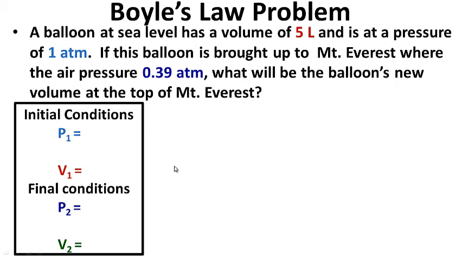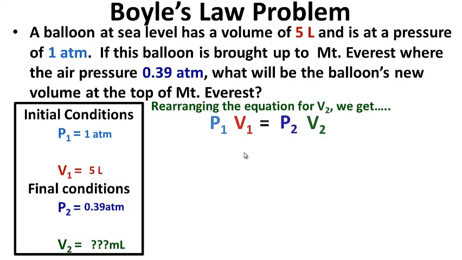Okay, so Boyle's law problem here. A balloon at sea level has a volume of 5 liters and is at a pressure of 1 atmosphere. If this balloon is brought up to Mount Everest, where the air pressure is 0.39 atmospheres, what will be the balloon's new volume at the top of Mount Everest? Okay, so here's our initial conditions, final conditions. Think about what's given here. The initial conditions, the balloon's at 1 atmosphere, and it has a volume of 5 liters. Then we bring it up to a new pressure, where the air pressure is 0.39 atmospheres. What will be the new volume?